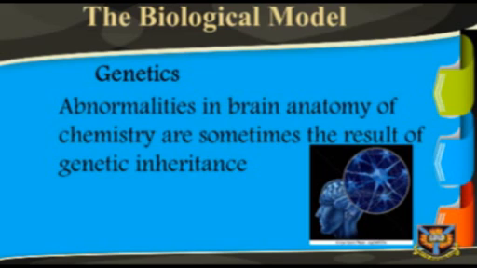Genetics. Abnormalities in the brain anatomy or chemistry are sometimes the result of genetic inheritance. Studies suggest that inheritance plays an important role in mood disorders, schizophrenia, and mental retardation.